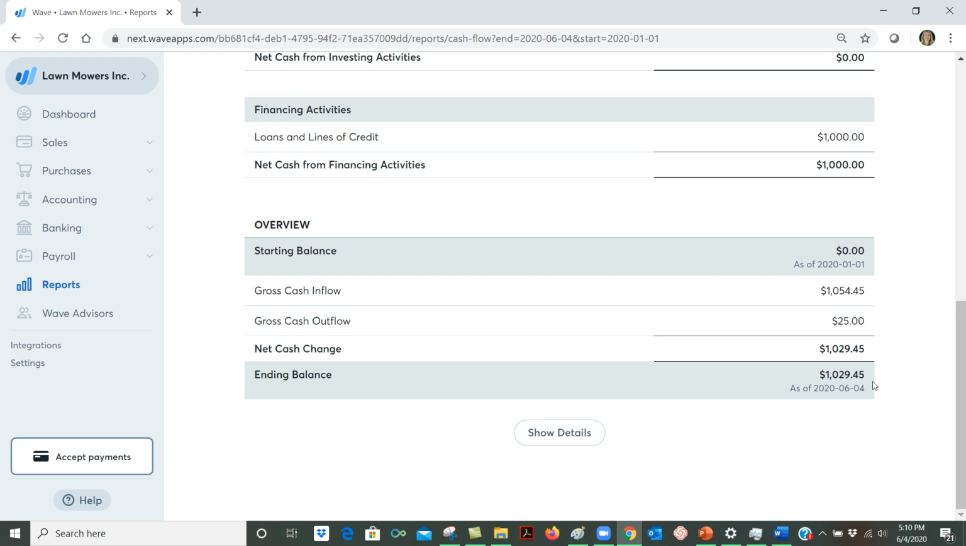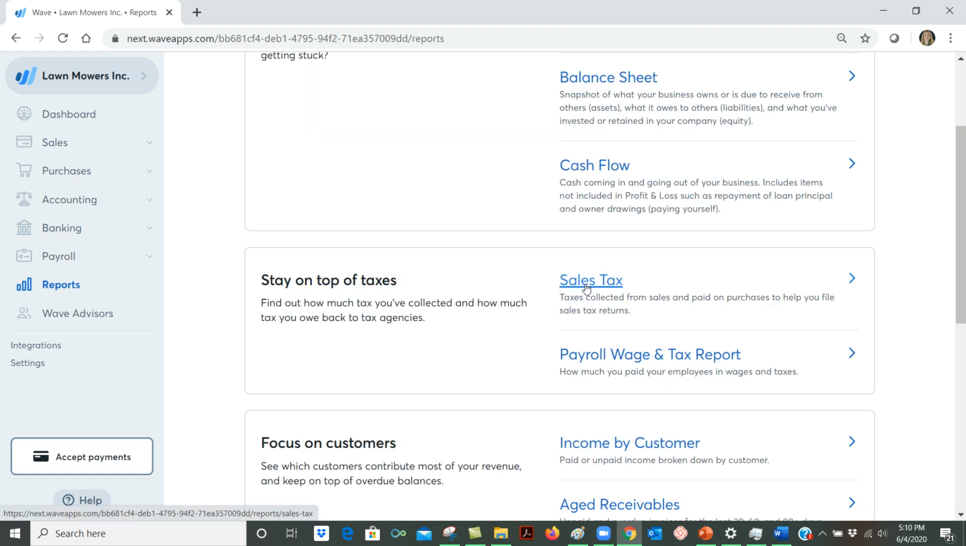And then finally, here is an overview of our cash. We began with 0 in cash, we had this much gross cash inflow, this much in outflows, for a net change of this amount. And here's our ending balance of cash as of June 4th.